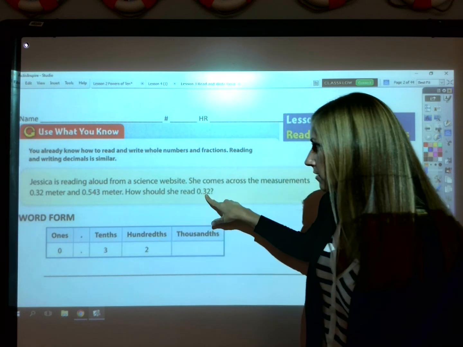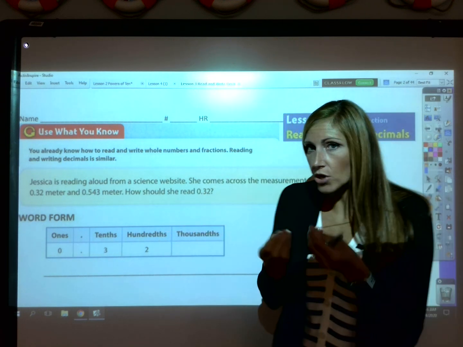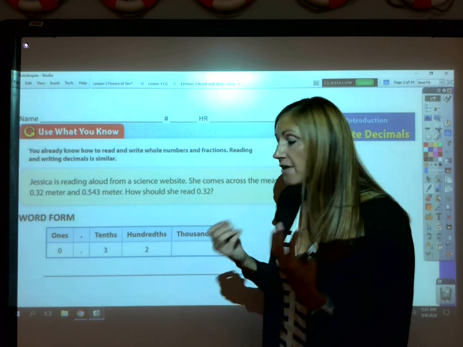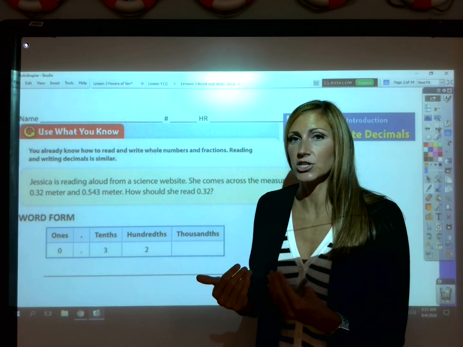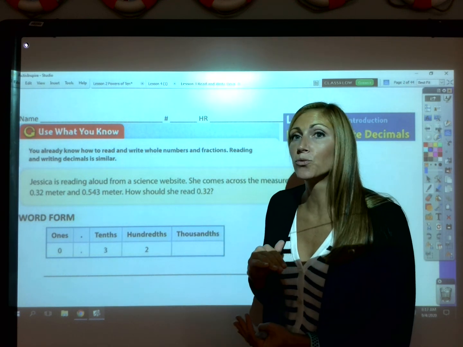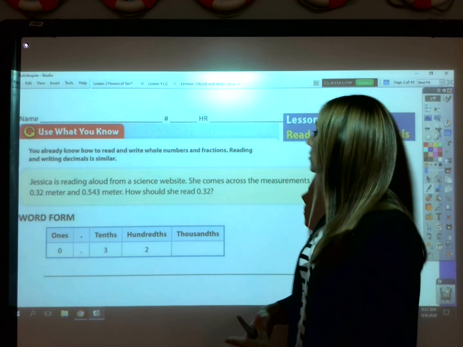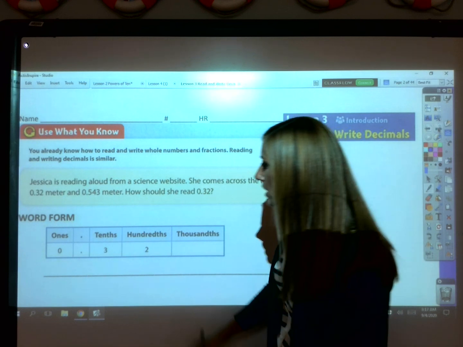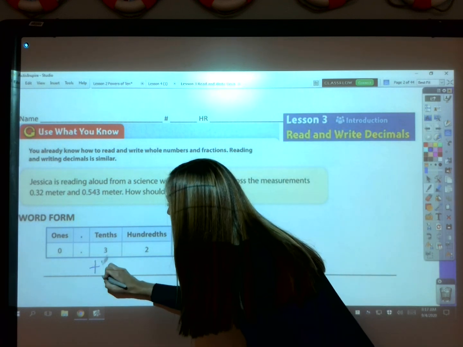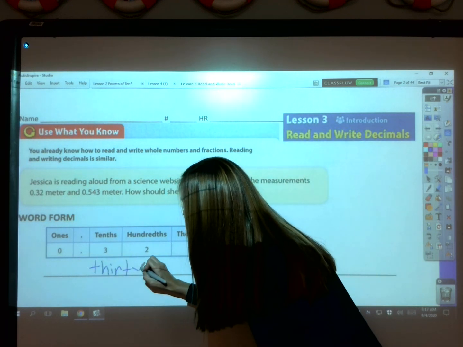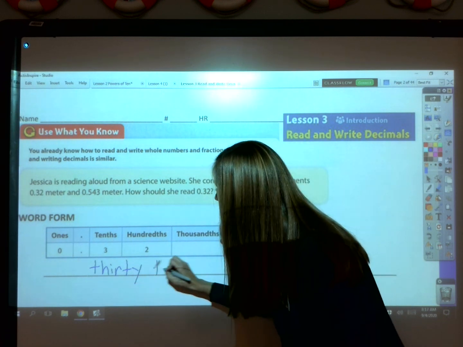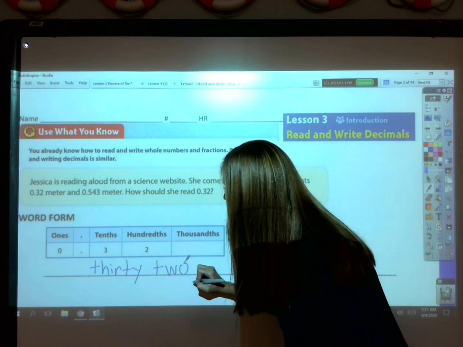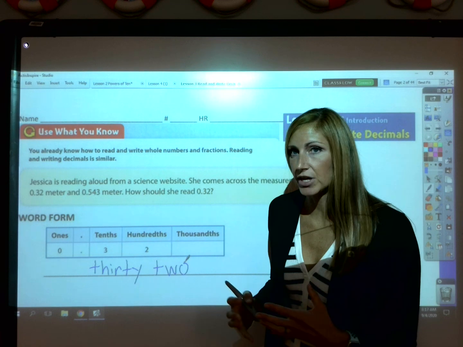How should she read this one? So we just read it out loud, and if you read it correctly like a mathematician, you are going to be able to write it in word form correctly too. So if we break it down in this place value chart, you can easily see that we have a 32. So we read it like a whole number, 32.